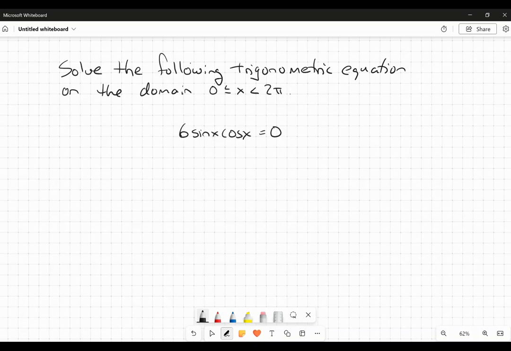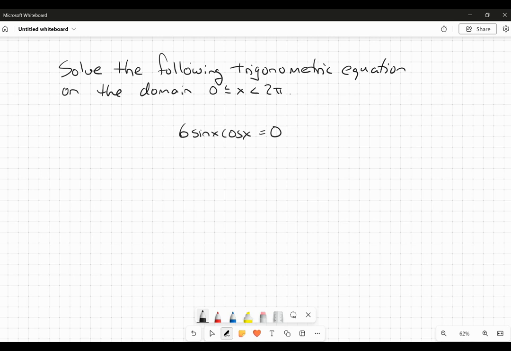Okay, everybody. So for this question here, we're going to be solving the following trigonometric equation on the domain 0 to 2 pi. And our equation is 6 sine of x cosine of x is equal to 0. Now, I want to throw this question out to you here. This is actually going to be a little bit quicker than some of the other ones that we've been working on. This question is here mostly so that I can kind of steer you away from what could be a little bit more work for you.